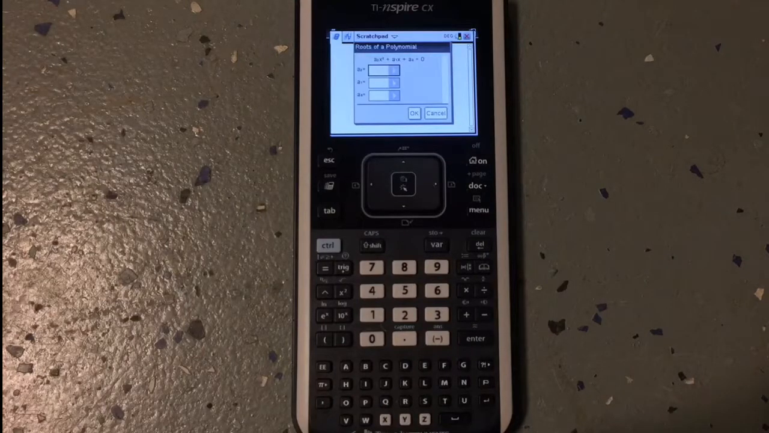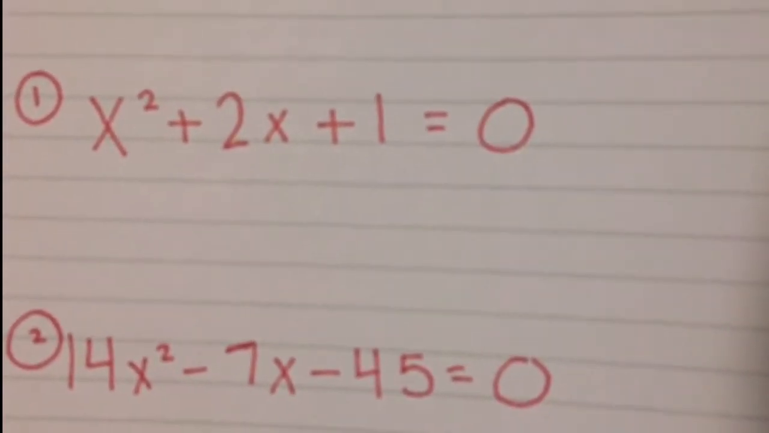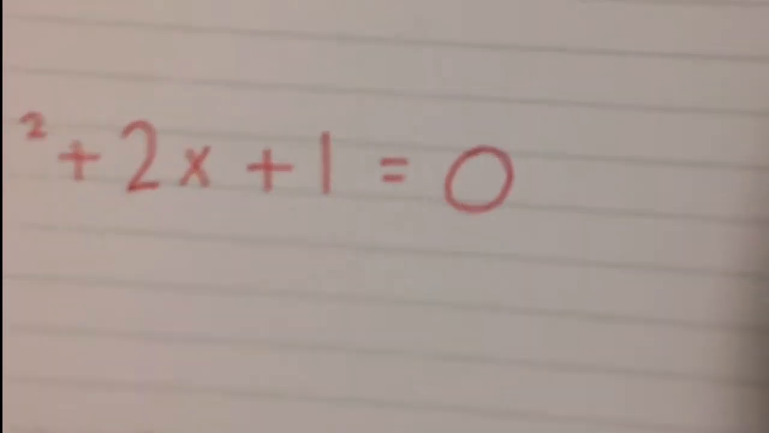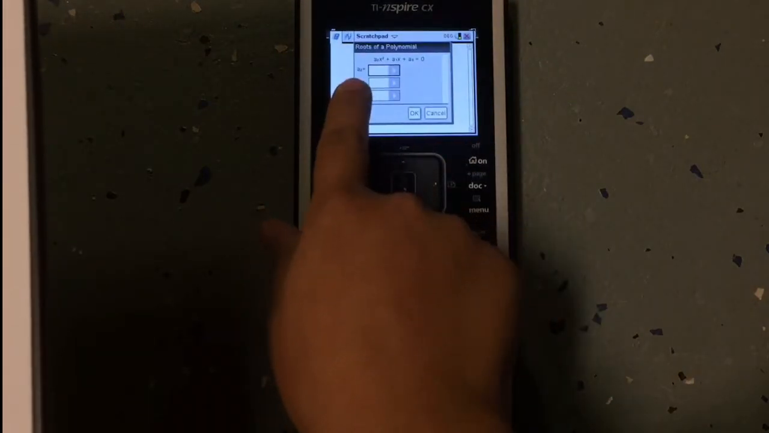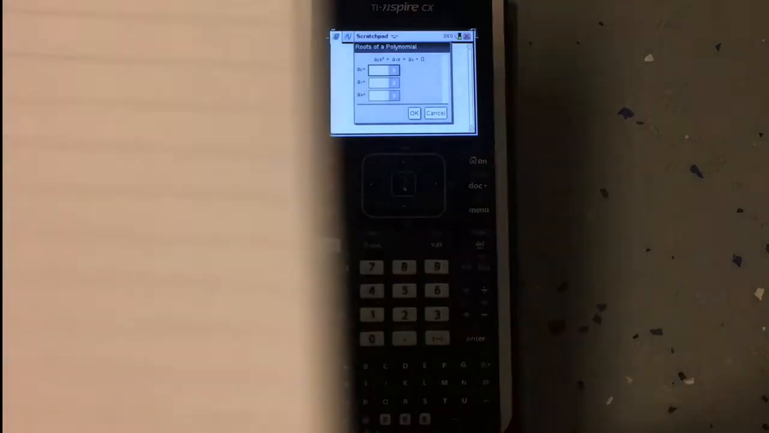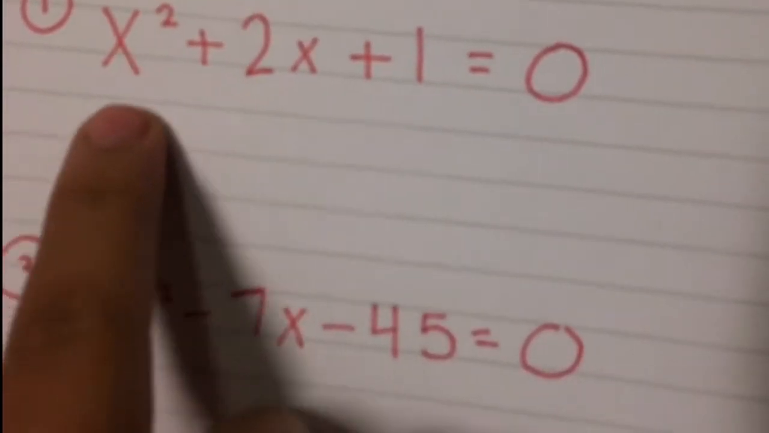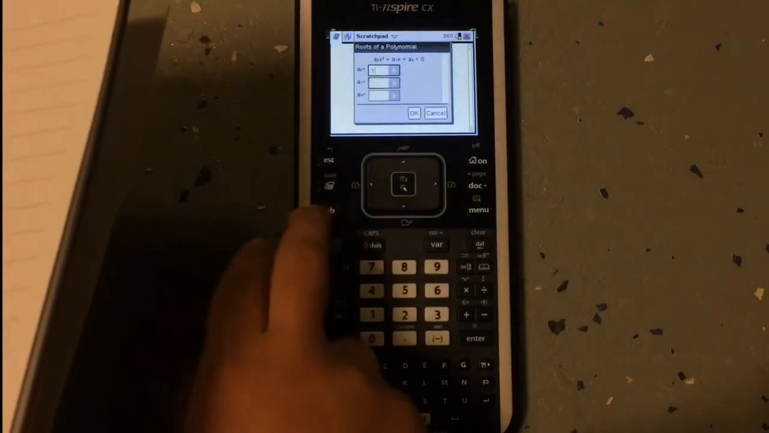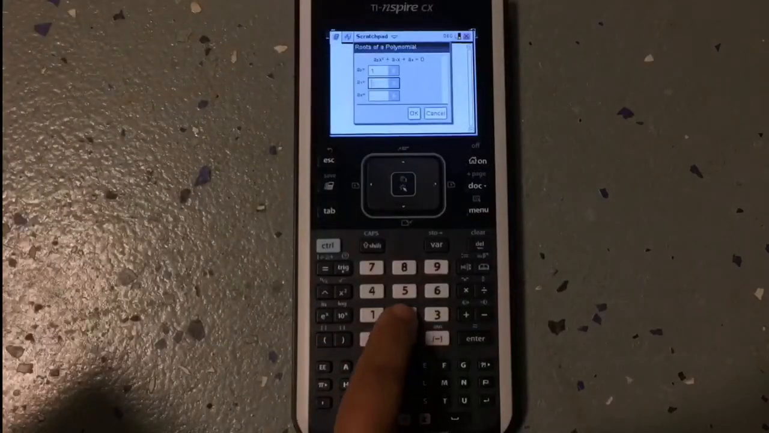Okay, so I wrote down these two equations. We have x squared plus 2x plus 1 equals 0, which is a perfect square quadratic equation. And that is the first one we're going to enter. So the calculator asks us for the first coefficient, for the degree of 2. And so we see here that the squared term has a coefficient of 1, so we're going to write 1 here. And then Tab to go on to the next line. The next coefficient is 2, so we're just going to write 2 here.